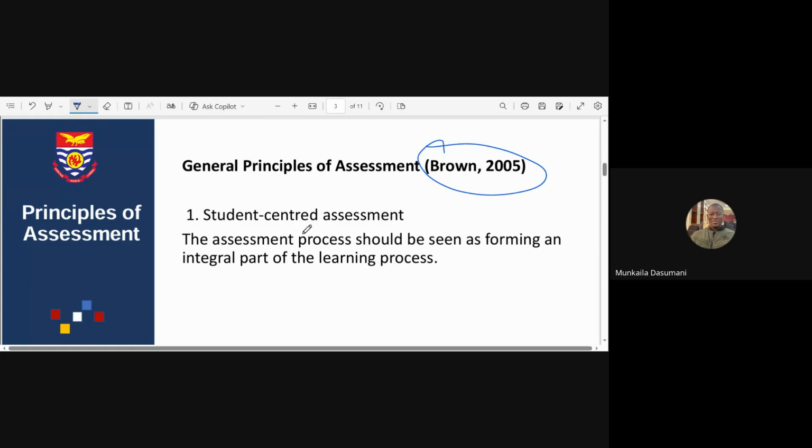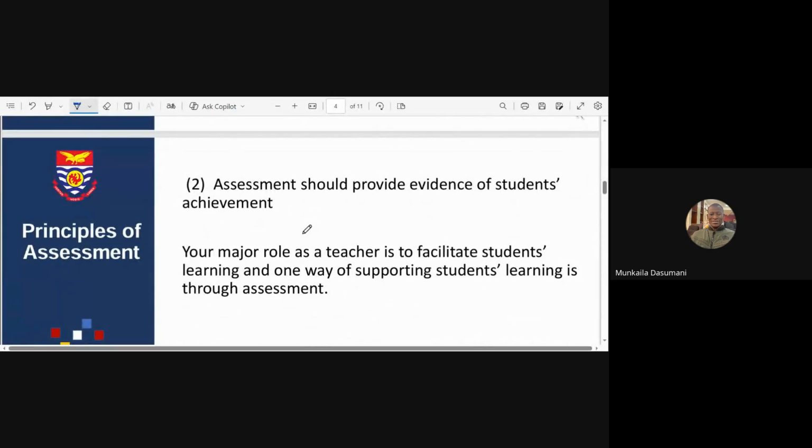Can somebody take us to the second one? That is, assessment should provide evidence of students' achievement. Yes. Now the rest you'll be explaining. Just let me see who wants to explain the second one for us. Those people who came, can you help us? Stephen and Bento and other people. What are you doing? You have to talk. Okay, Stephen, go ahead, please.